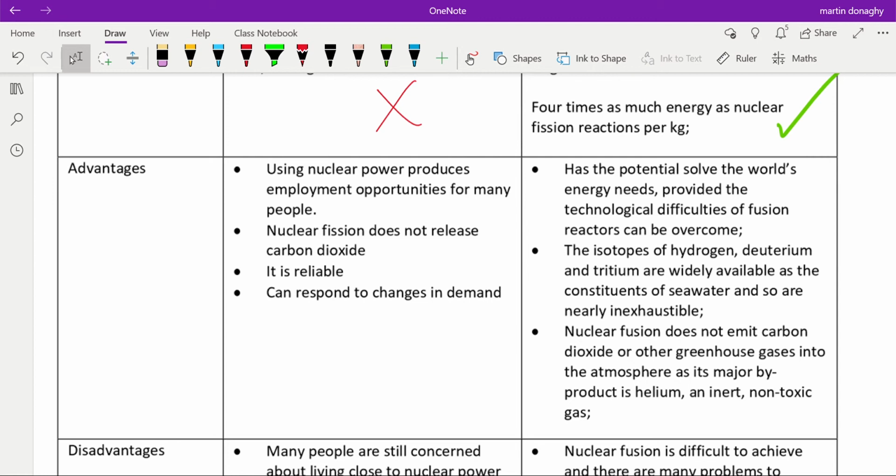Nuclear fusion, well, we can give advantages, disadvantages, but we haven't achieved it yet. We haven't got a nuclear reactor that works at the minute. So it does have the potential to solve the world's energy needs, provided those difficulties can be overcome. The isotopes are nearly inexhaustible. We have so many of them, they're so abundant. And it does, like fission, it doesn't emit greenhouse gases.